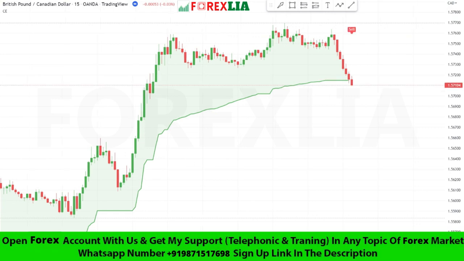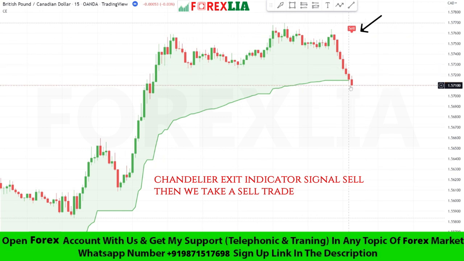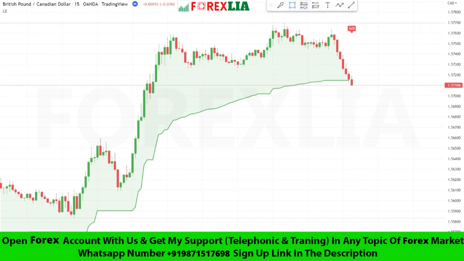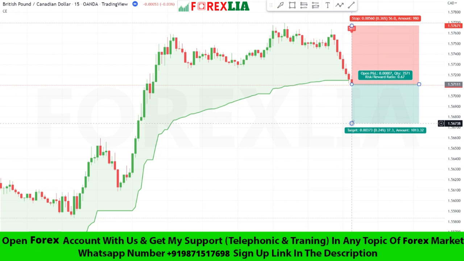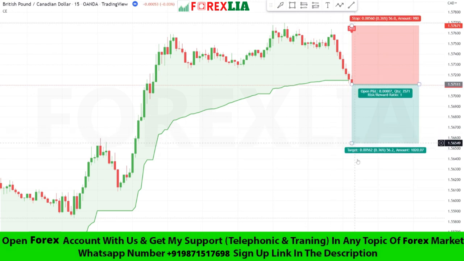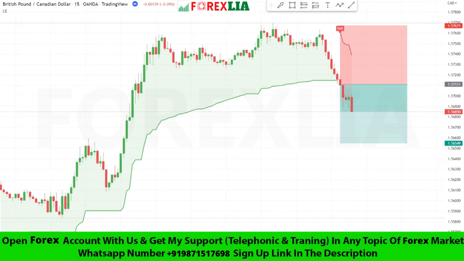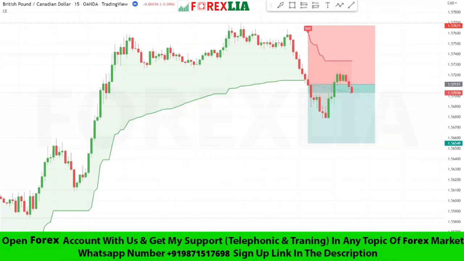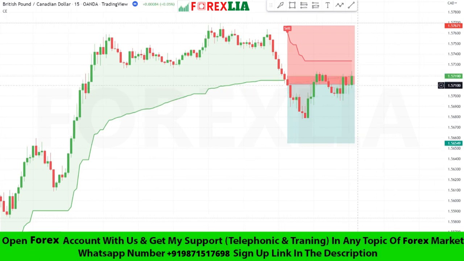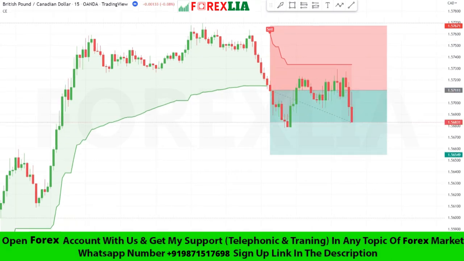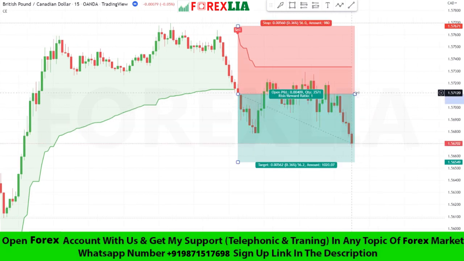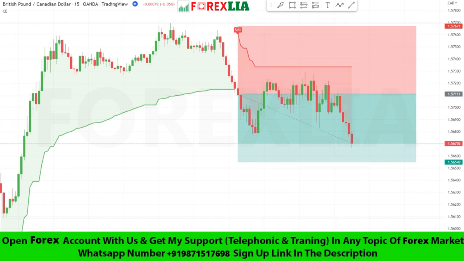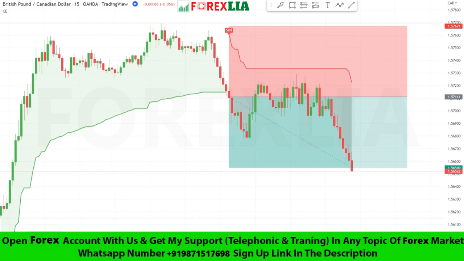Here is the sell signal confirmation. We place a sell trade here. Set the stop loss at the signal high point. Set the profit target 1:1. We won this trade.